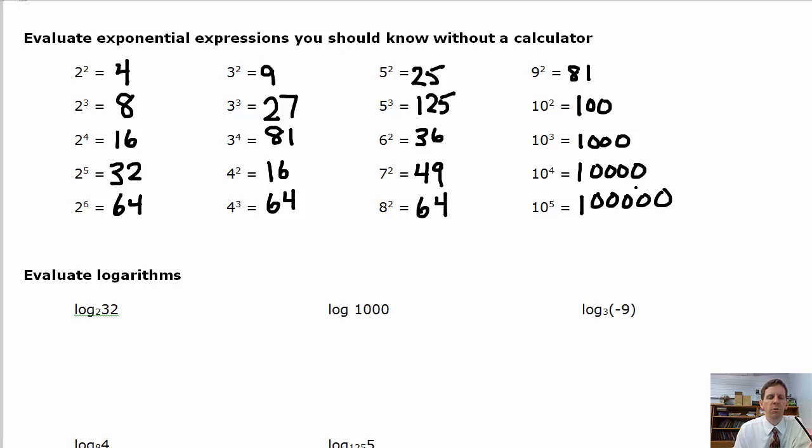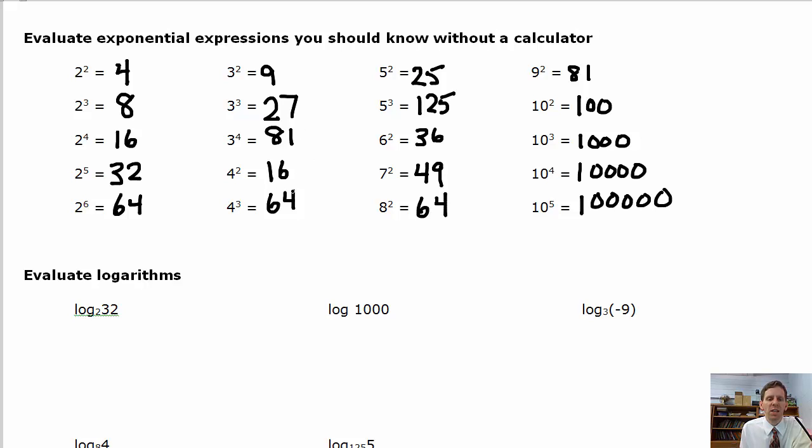So here's what our answers look like. For these powers of 2, you're just doubling numbers. You should be able to easily do that up through 64, no problem. 2 to the 6th power, your answer starts with a 6. 3 squared is 9, times 3 is 27, times 3 is 81. If you remember that this is just the same thing as 9 times 9, that makes 81 a little bit easier to come up with.